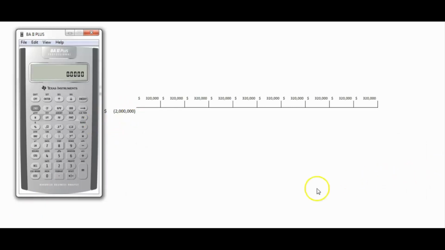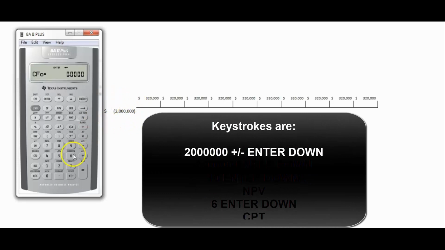All right, let's do the same calculation just a little differently. We'll use the dreaded CF menu. The problem with the CF menu is you don't get to see everything you put in, and so it's real easy to make a mistake and not realize it. So let's just be extra careful. CF0 means what's the cash flow at time zero? Well, at time zero, we're paying out $2 million. Since that's cash out, let's put a minus on that. Change the sign down here and say cash flow at time zero is $2 million.